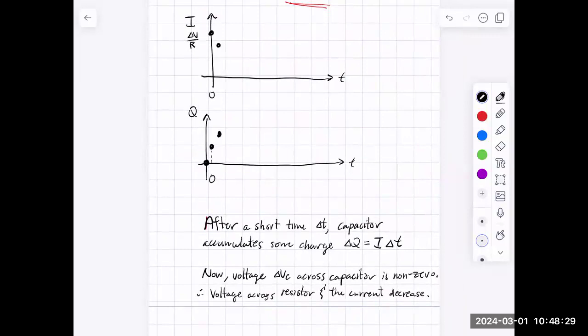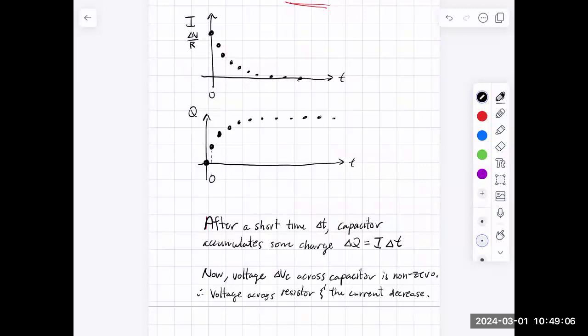But as I put that extra charge on the capacitor, its voltage increases across the capacitor. Therefore, the voltage across the resistor decreases. I is the resistor voltage divided by R. But if the resistor voltage went down, so did the current. And so the current decreases. And this will keep happening over and over again. And so every time we get a little bit less charge on our capacitor and a little bit less current in our circuit, and eventually the capacitor ends up being fully charged.